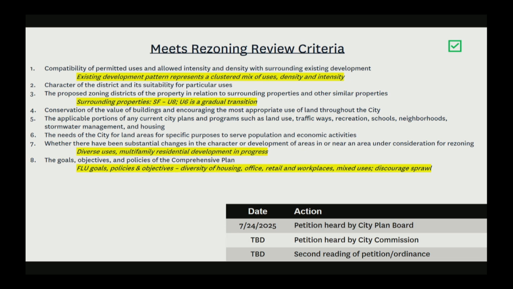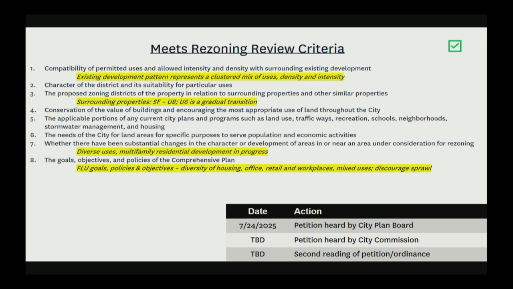So the surrounding properties are both single family all the way up to U8. So this request for U6 is a gradual transition intended to protect lower intensity uses from any negative impacts of higher intensity uses while creating a sort of gradual transition in intensity.